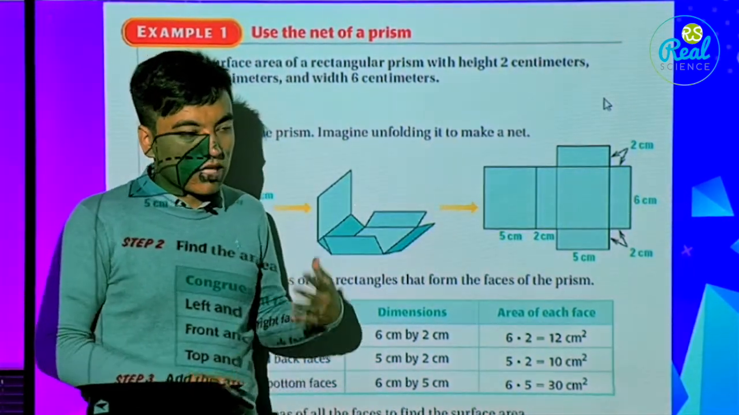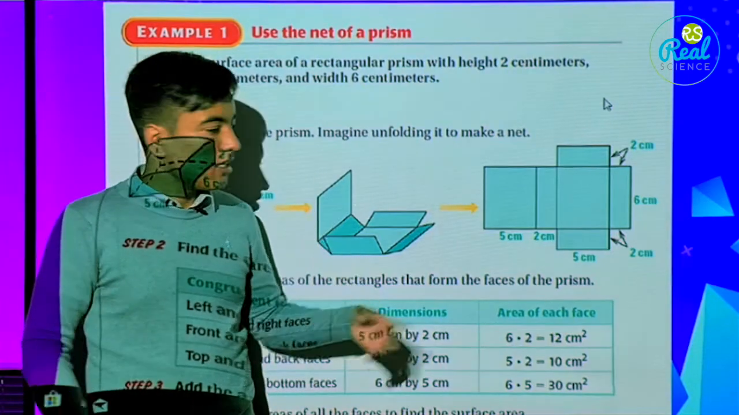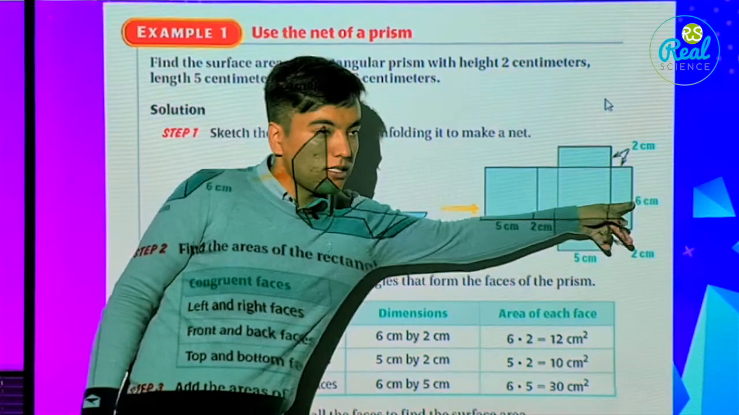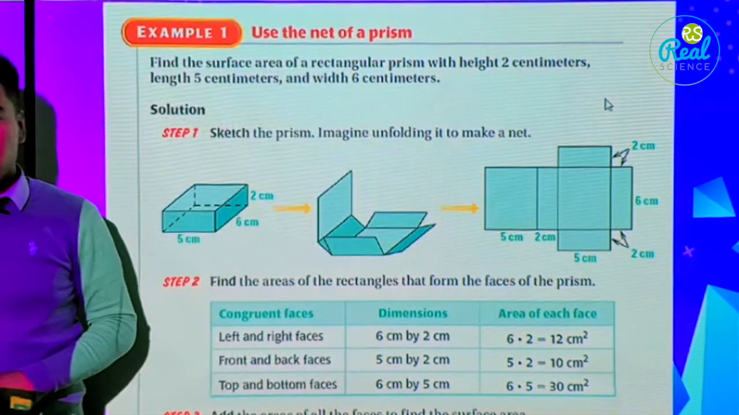And this is net. You can unfold. Unfold is opening, expanding it, and calculating each of these. The same, and this also the same. These are also the same. 3 couples of rectangles. Did you understand?